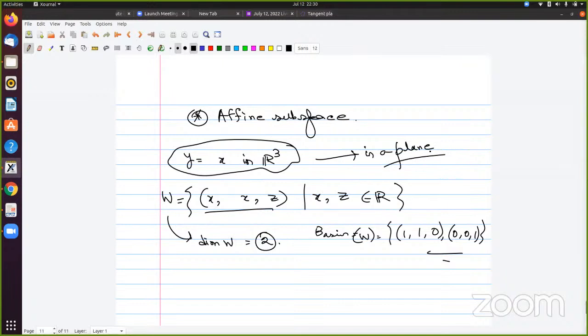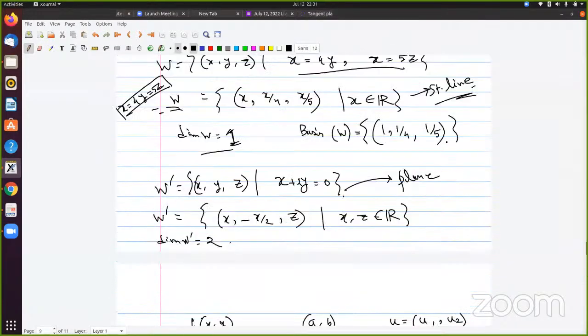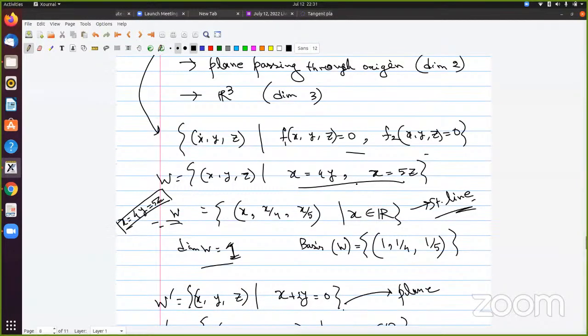If we have to consider a straight line in R3, first consider a straight line passing through the origin. It is better to take that because we can talk about the dimension of a subspace in that case. So there should be two constraints, not only one, as I mentioned earlier. X equal to 4y and x equal to 5z. Now it will become a straight line, because then our subspace will be (x, x/4, x/5). Only one free variable is there, so this is a dimension 1 subspace. If you move the straight line, you will get an affine straight line, or affine subspace, which is also of dimension 1.